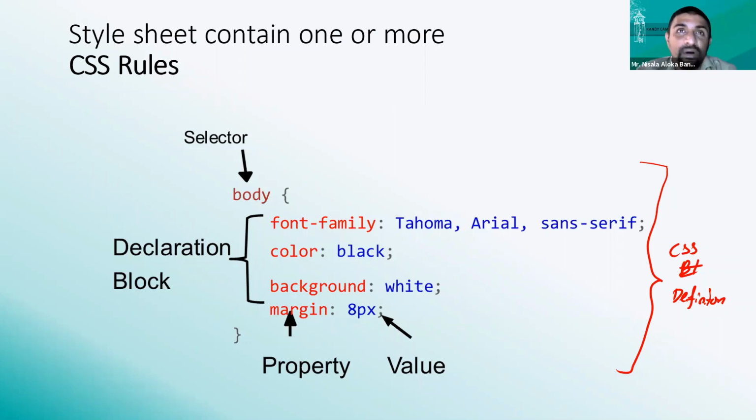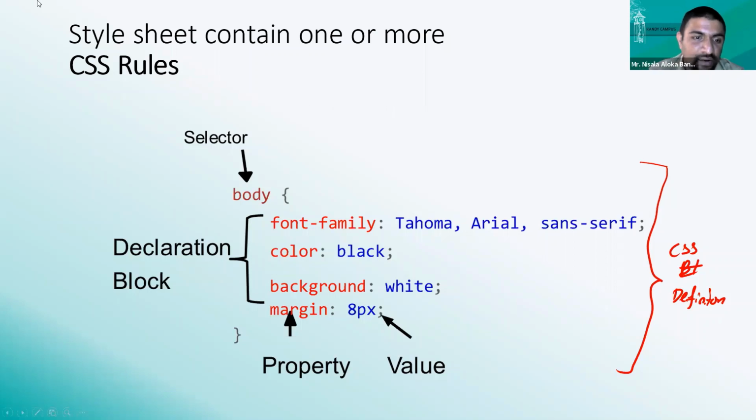Look at that. Font family is an attribute, and the value is Tahoma, Arial, Sans Serif. Color is an attribute and its value is set to black. Background is an attribute, its value is set to white. Margin is an attribute and its value is set to 8 pixels. So a CSS document is full of such declaration blocks.